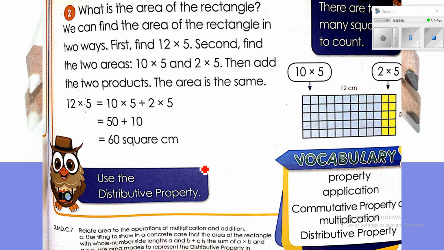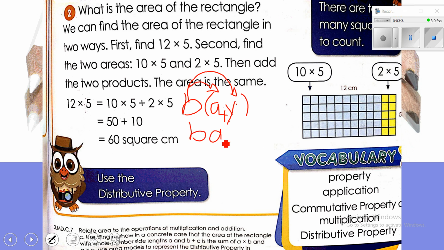What is the baby property? You remember that if I have the letters B, A, B, Y. So to write the baby property, or the distributive property, I have to multiply B with A and then I add B with Y. So I can form the word baby. So this is the distributive property.